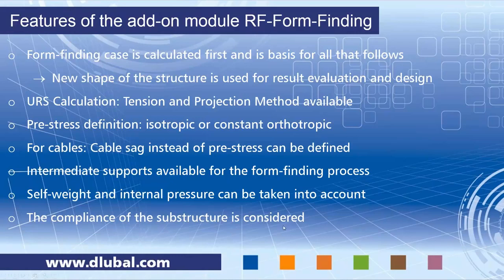And then what we have available, and I think what's actually quite important to have, are the intermediate supports that are available just for the form finding process. So you can deactivate supports once the form finding process is completed. You can consider self-weight and internal pressure, and that's quite obvious, I think. So all the deformation of the substructure is considered. So that's all just for the PowerPoint slides right now, and we go ahead and have a look into RFEM now.